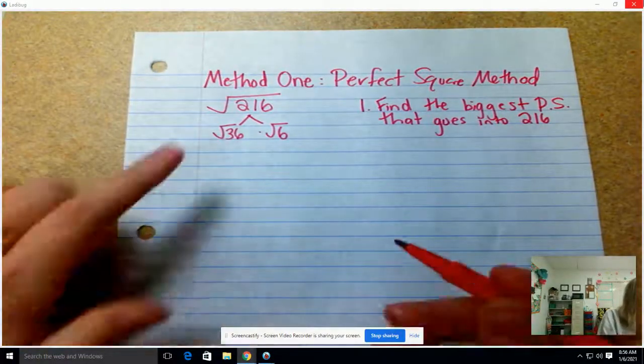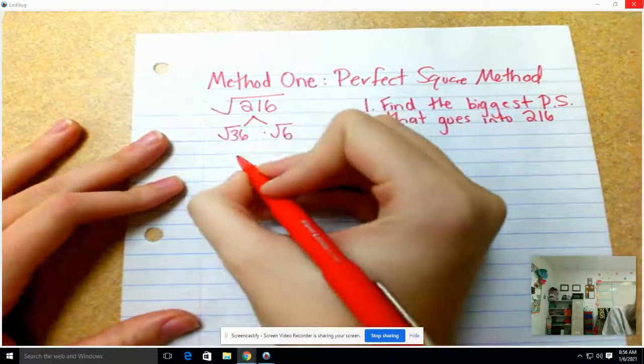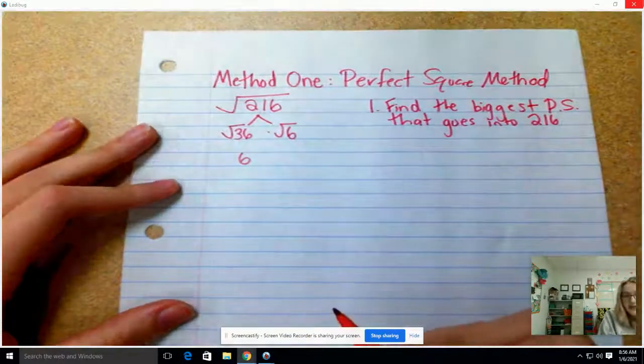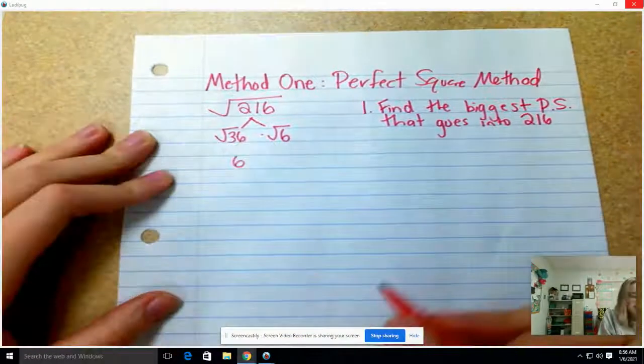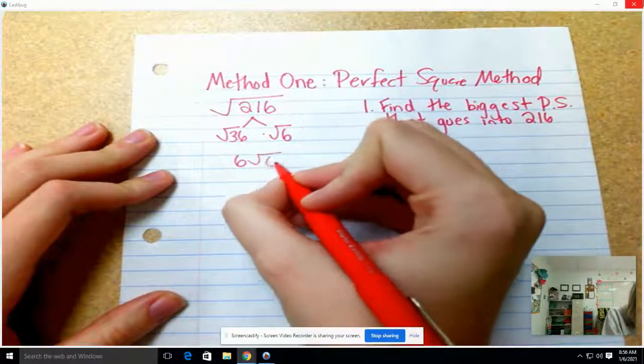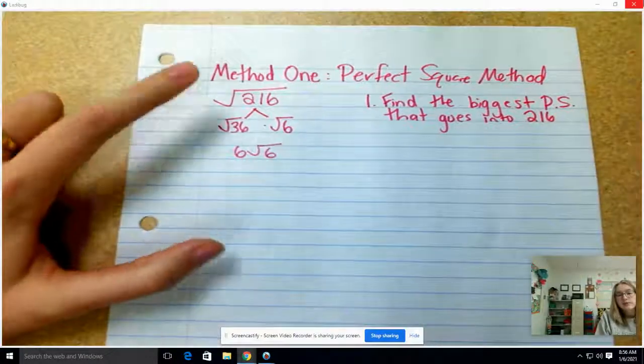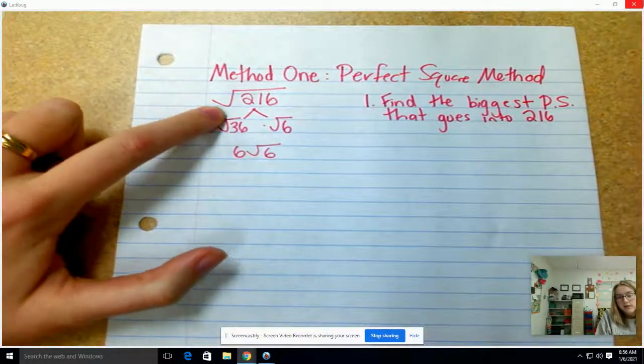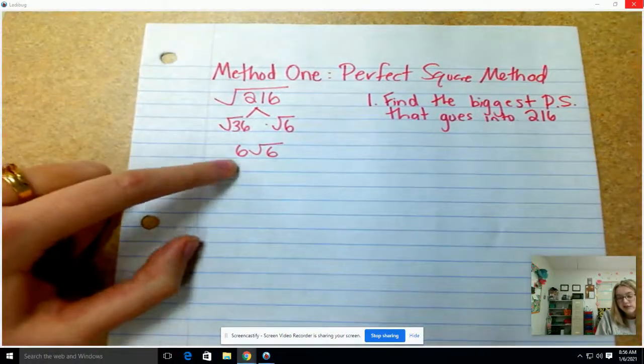And then the square root of 36, that's going to be 6. And the square root of 6, we can't simplify that down anymore. So the simplest form of radical 216 is 6 radical 6.